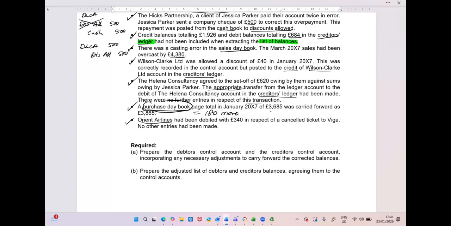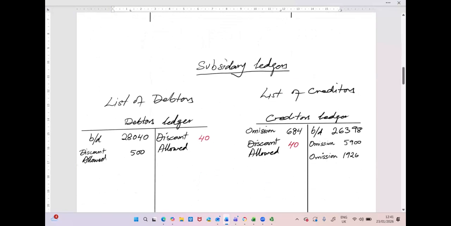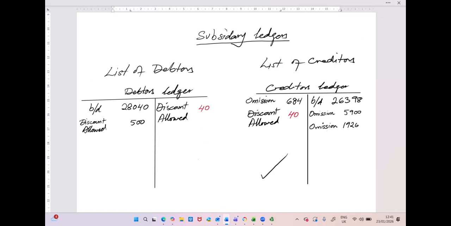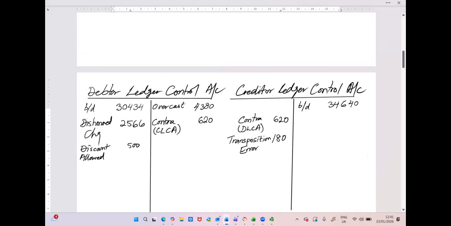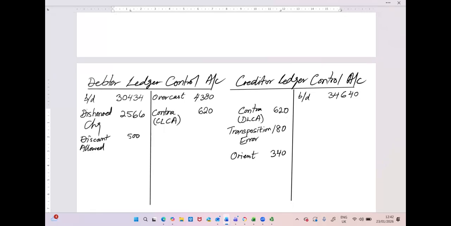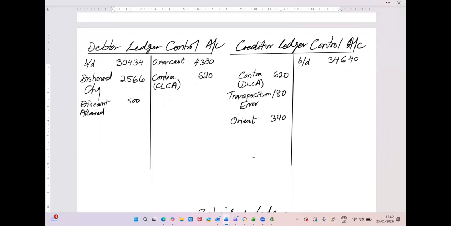So in the T accounts, she has recorded correctly on the debit side in the individual balances, but not in the control accounts. So that means this is okay. 340 has been recorded in the creditor ledger, but it has not been recorded in the control accounts. Therefore, we will record it over here, 340 Orient. Okay, so we have recorded all the transactions. The last thing we need to do is close these T accounts. So let's draw the lines.